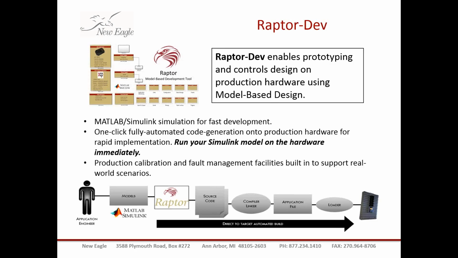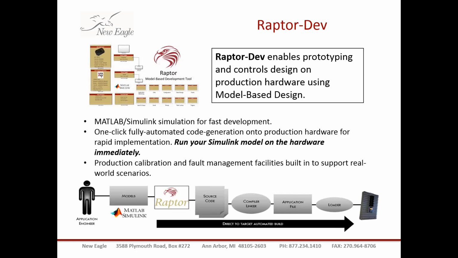So we'll start with Raptor Dev. This is the tool that's used for your software development, and we call it an automated build process. It's single click, direct to target. This really allows you to move quickly for rapid prototyping and also for your production controls development.